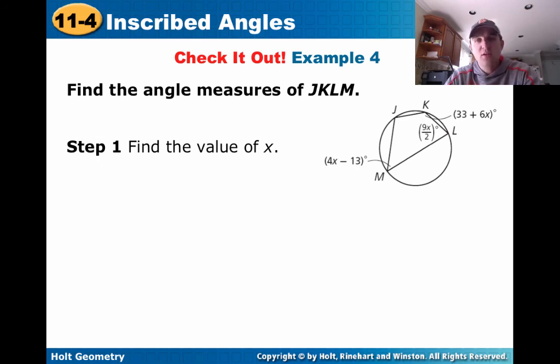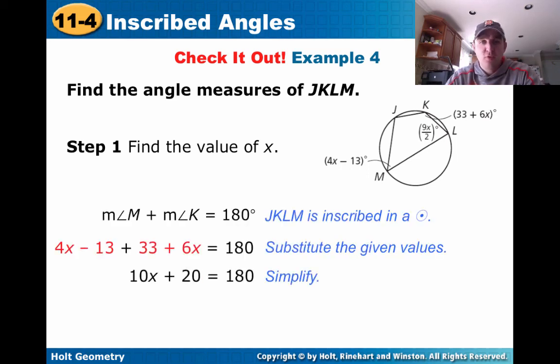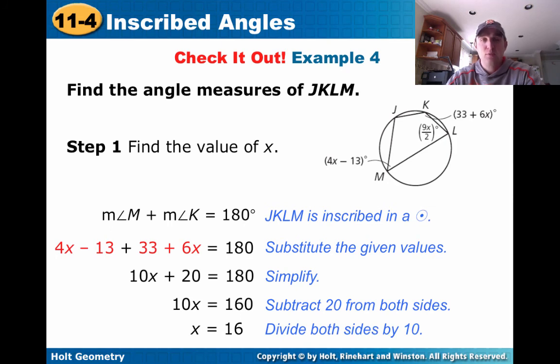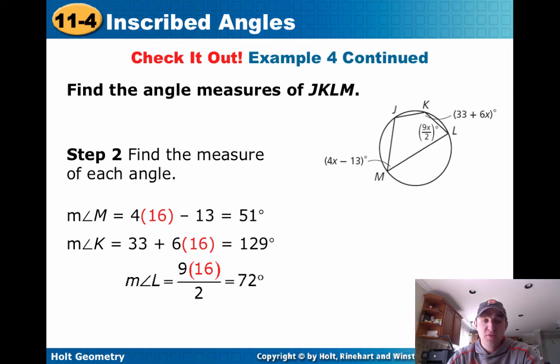Okay, I want you to try it out. A little bit trickier with a 9 halves x here, but figure out what you're setting equal to each other, solve for x, plug it back in, go through the whole thing. All right, so if we take a look, we set up 4x minus 13 plus 33 plus 6x equals 180. We solve it out. We figure out that x is 16. We can plug 16 back in for x. That's going to find us our three angle measures, M, K, and L, and then we can subtract that one from 360, and we're going to get 108 left over for that.